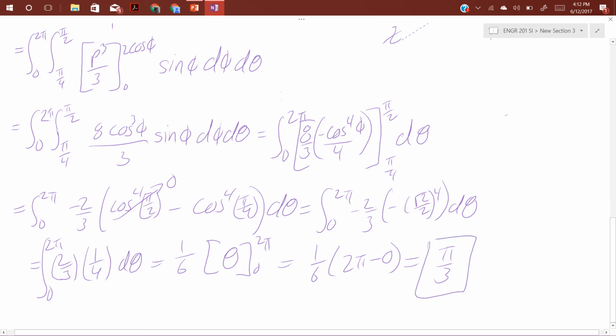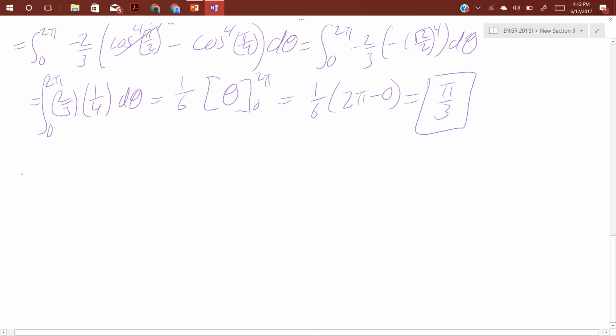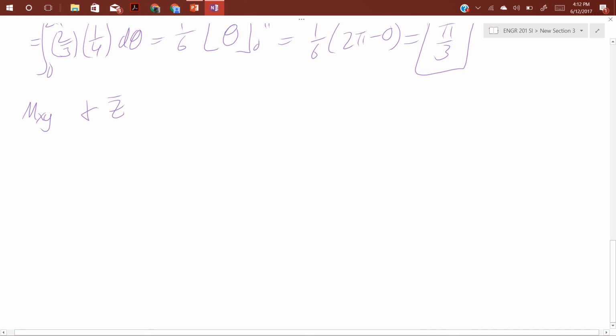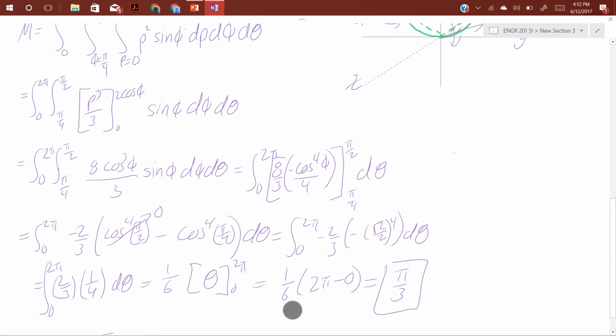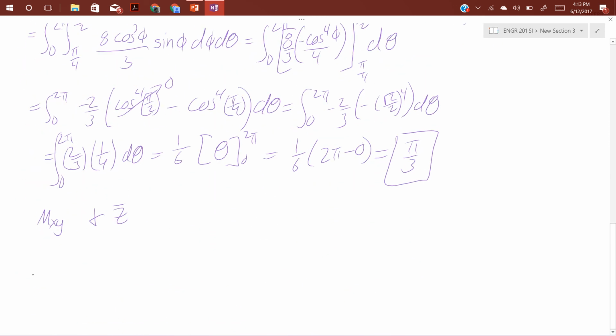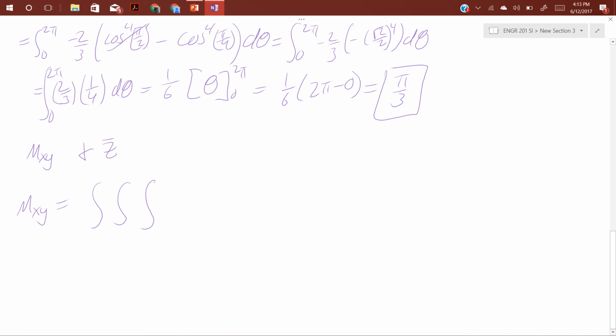So now the next step is they ask us to find m, x, y, and z bar. So m_xy implies that we do the same thing we just did to find mass, but we have to multiply by a z. So m_xy equals the integral. Since we multiply by a z, we have to translate that z into terms of spherical coordinates. I'm going to get my limits of integration, and then I'll convert z into spherical.